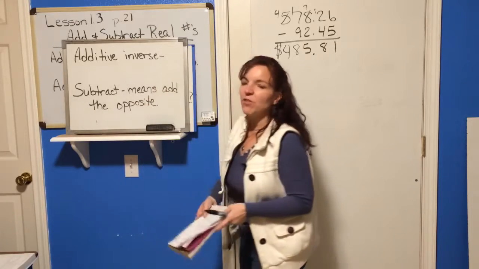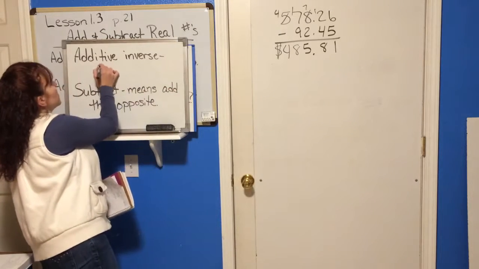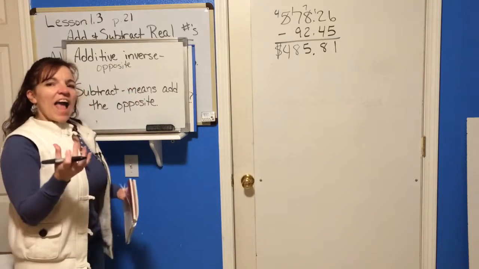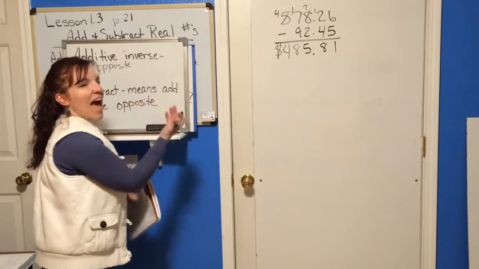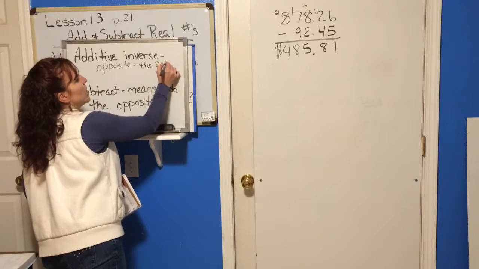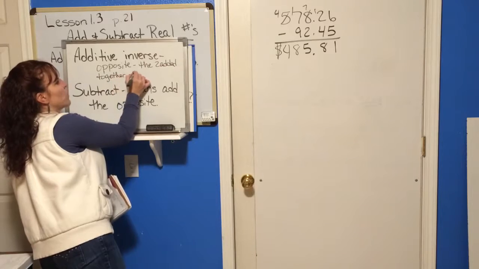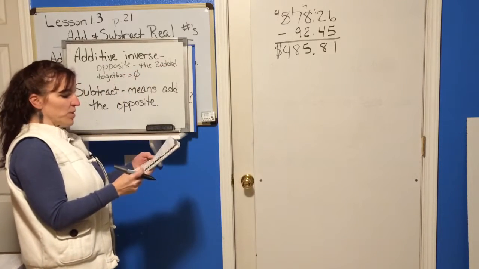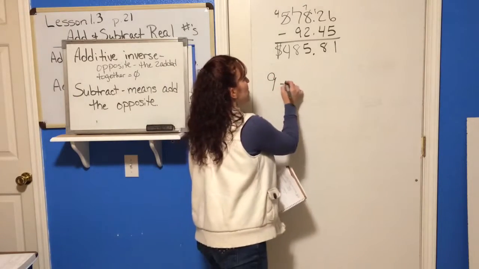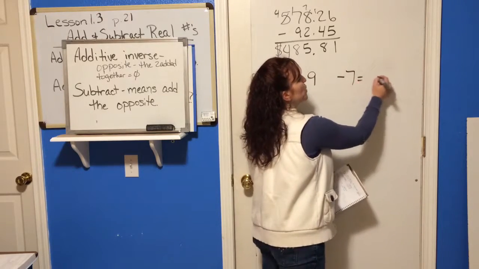The term additive inverse simply means the opposite of a number. All right? The opposite. And so what that means is if I add this number and its additive inverse, I'm going to get 0. The two numbers added together equals 0. So if you've got the number 9, the additive inverse is going to be the opposite, which is just negative 9. If you've got a negative 7, the additive inverse is the opposite, which is just 7.